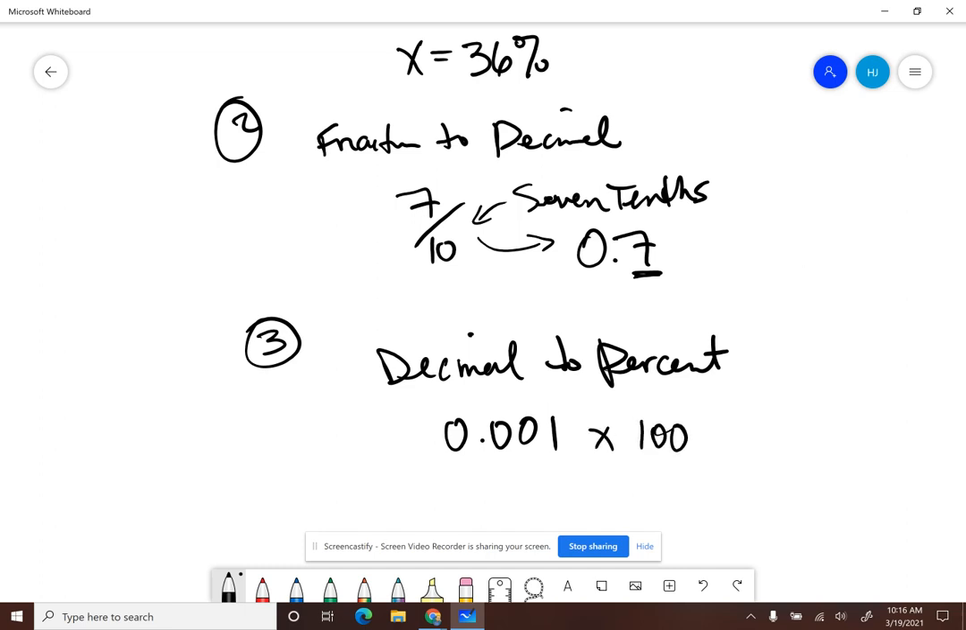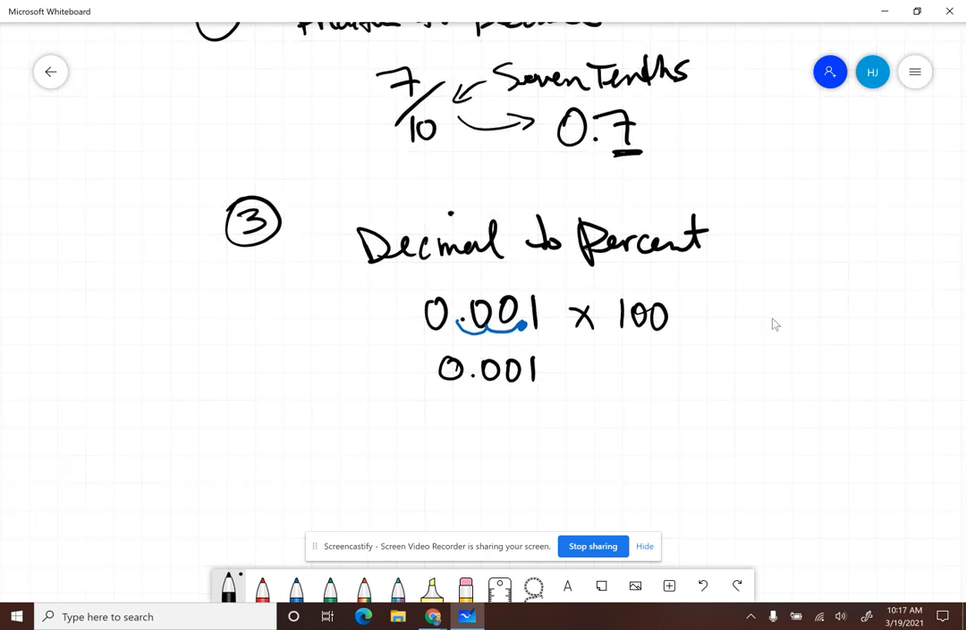And when I multiply times 100, really all that happens is I move my decimal 2 places. So my decimal would end up right there. So this number, 0.001, which is 1,000th, is actually the same as 0.1% or 1/10 of a percent. Okay? Last but certainly not least, again, we're trying to go fast just because the bell is going to catch us.